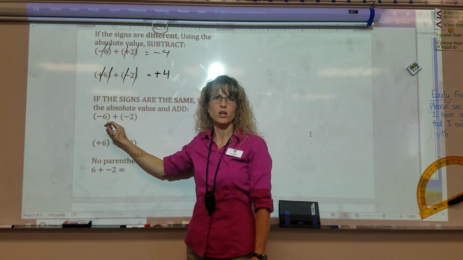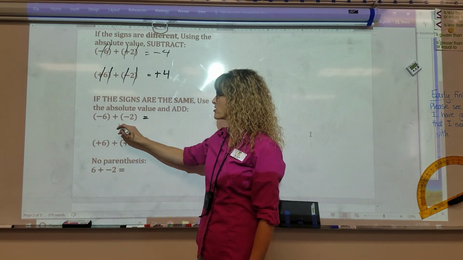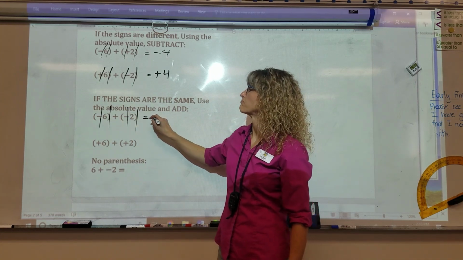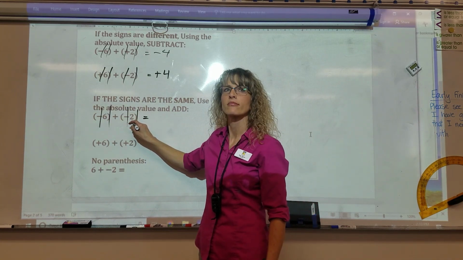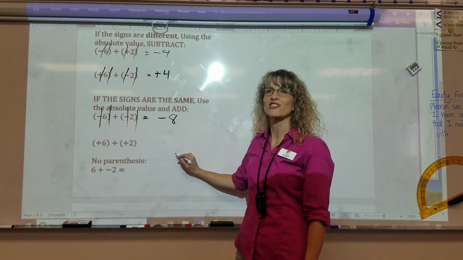Okay, how about when the signs are the same? Talk me through this one. Lexi. So you find their absolute value, you add them together, and then since they're both negative, the answer has to be negative. What's 6 plus 2? 8. So the answer is negative 8.